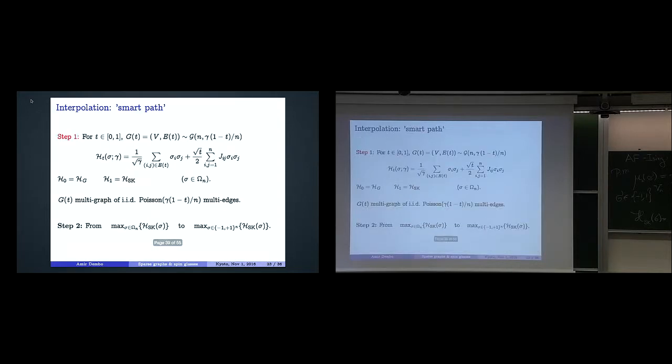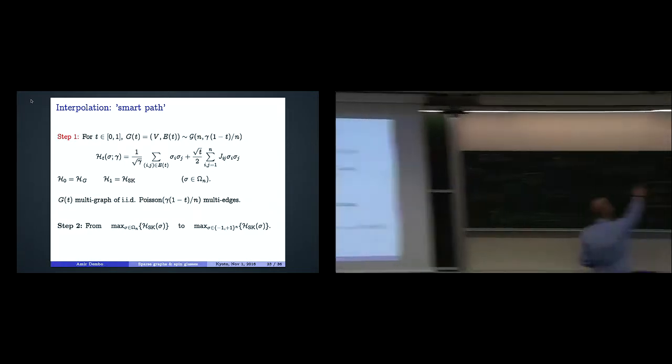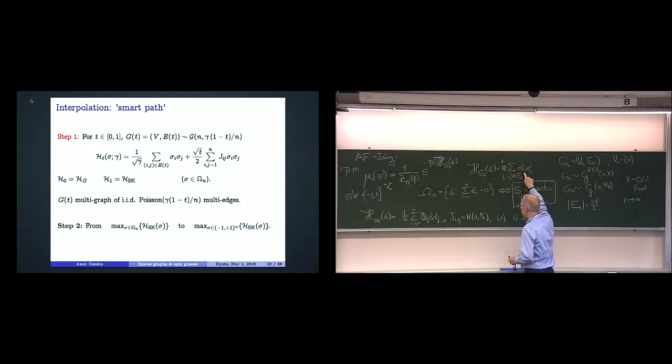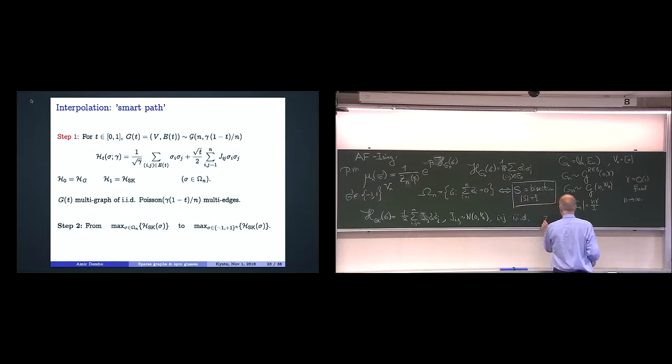Okay, so what is the idea of the smart path? First of all, remember what we need. We are starting with this Hamiltonian, and also with the problem, we are looking at Z and beta, which is, well, we are actually looking at this object.